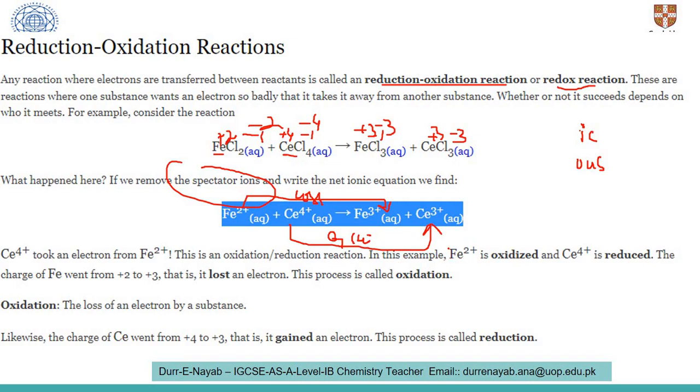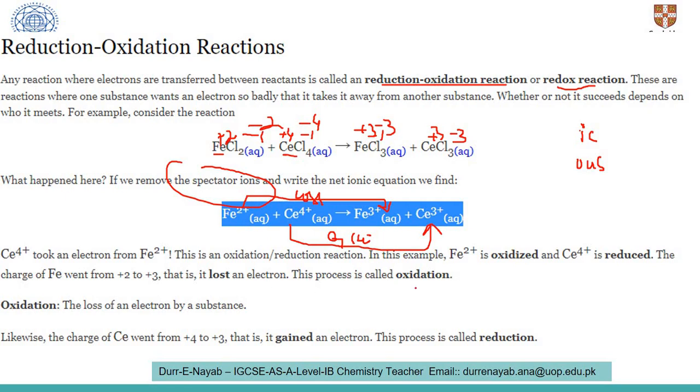In this example, iron +2 is oxidized, a loss of electron happens, and cerium +4 is what? Reduced. So you can say cerium is the oxidizing agent and iron +2 is the reducing agent. An oxidizing agent is an agent which helps in the oxidation of another atom or ion, and itself gets what? Reduced. It is enriched with electron. The charge of iron went from +2 to +3, that is, it lost an electron.